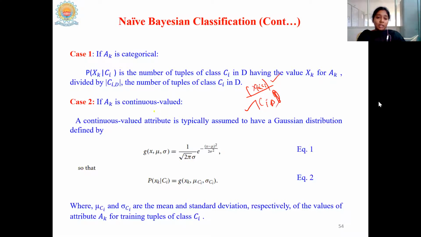In the second case, if the attribute is continuous, a continuous value is typically assumed to have a Gaussian distribution, which looks like this. So if the attribute is continuous, we need to find the Gaussian distribution, where mu is the mean and sigma is the standard deviation.